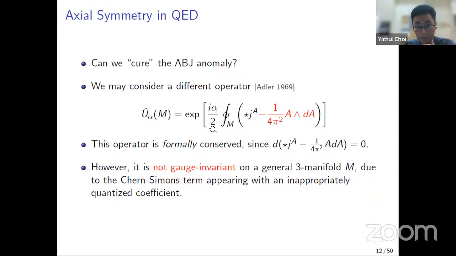There is a somewhat natural first thing that comes to one's mind, which is as follows. We can consider this other operator, which I call U hat. So here I'm adding on top of this U operator this Chern-Simons term, which is shown in red. Now this new operator U hat is formally conserved, because the integrand is closed. However, this operator is not gauge invariant on a general three-manifold M, because the coefficient in front of the Chern-Simons term is not properly quantized.